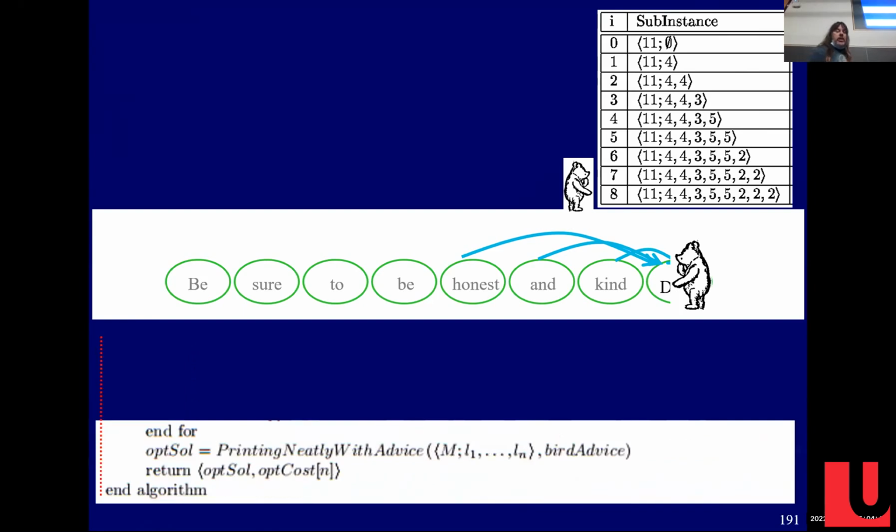Okay, and then this is the end of the loop. That for-N is the end of the loop over all bird answers, over all sub-instances. So now we've solved all sub-instances, and particularly we've solved the last sub-instance, right?